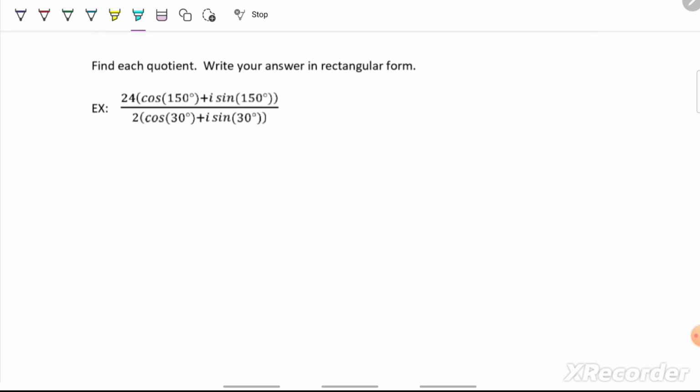Let's find each quotient, and we'll write our answer in rectangular form. We'll start by dividing our two r values. 24 divided by 2 is 12. And then we'll start right with our CIS. And then we are subtracting our thetas. 150 minus 30 will be 120 degrees.